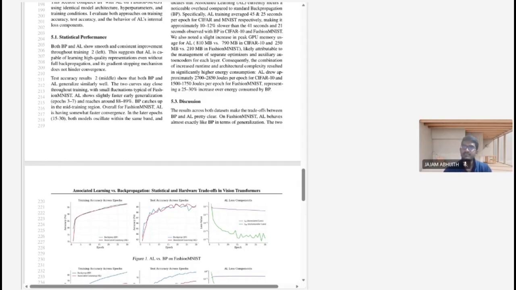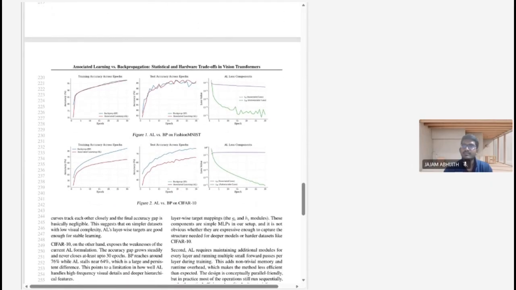Okay, so this is where things get really interesting, because the results actually tell a pretty nuanced story about when AL works and when it doesn't. Let me start with FashionMNIST because the results there were quite encouraging. If you look at the training accuracy curves, both backpropagation and associative learning show really smooth curves, and they have consistent improvement throughout the 30 epochs that we trained for. There is no weird instability or divergence. Both methods just steadily learn, which is great.